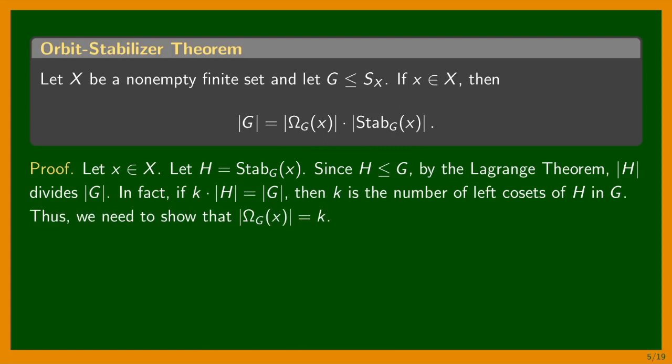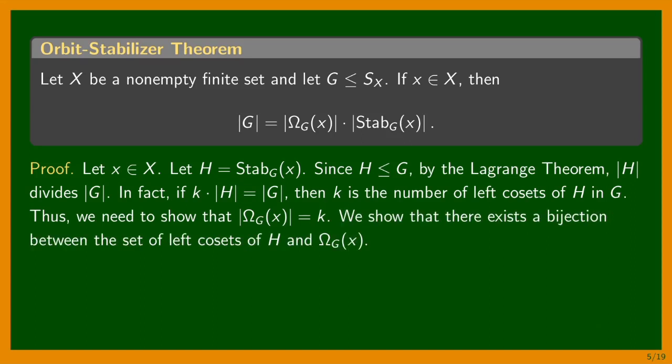Thus, to finish the proof, ito kasi yung stabilizer, di ba? Para matapos yung proof, kailangan ko lang ipakita na yung K, yun yung number of elements in the G orbit. But remember, K represents the number of left cosets. So we just need to show that the number of left cosets of H equals the number of elements in the G orbit. In other words, we do not count, no? In math, when you want to show that two sets have the same number of elements, we normally exhibit a bijection between these sets. So we show that there exists a bijection between the set of left cosets of H and the G orbit of x.